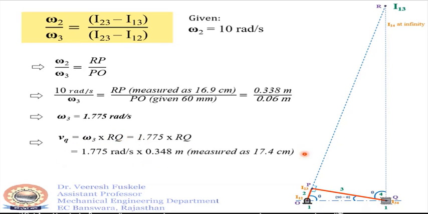By measuring this graphically, it will be 17.4 centimeters. By converting it according to the scale, it is 0.348 meter. So this will give us VQ, or the velocity of the slider, as 0.618 meter per second. So this is how you can solve this problem graphically with the use of instantaneous center method.